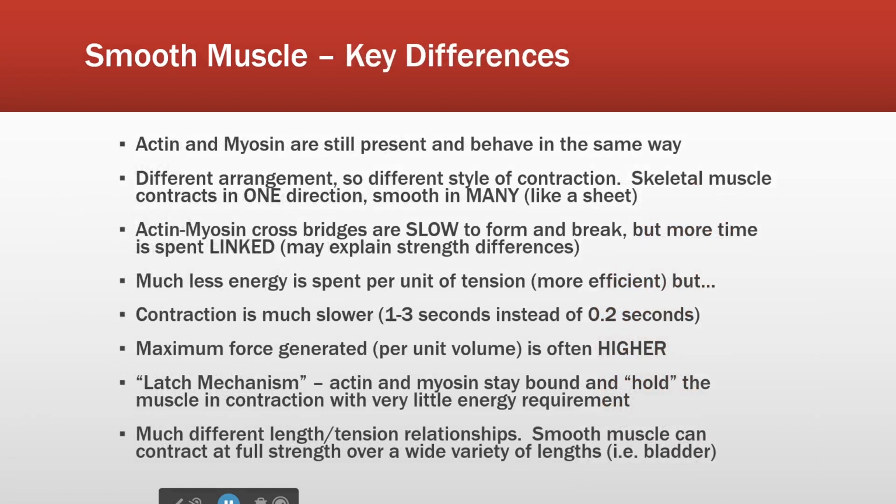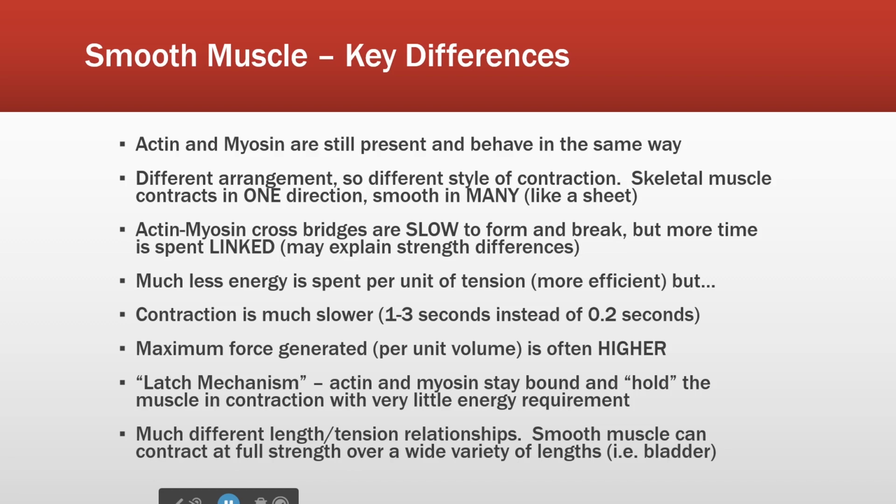There. Okay, so actin and myosin are present. They behave in the same way. In other words, when the actin sites are exposed, myosin's going to bind, myosin cross bridges pull together, right? So they are in a different arrangement. So we have a different style of contraction. We don't get linear contraction. It kind of goes in a sheet.